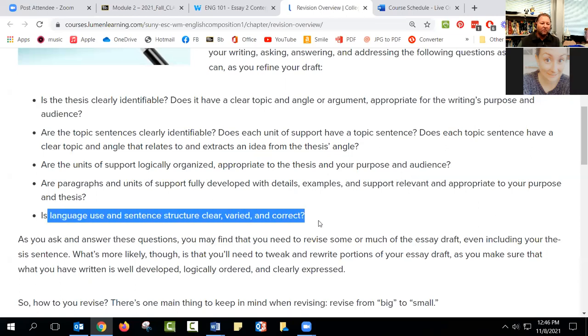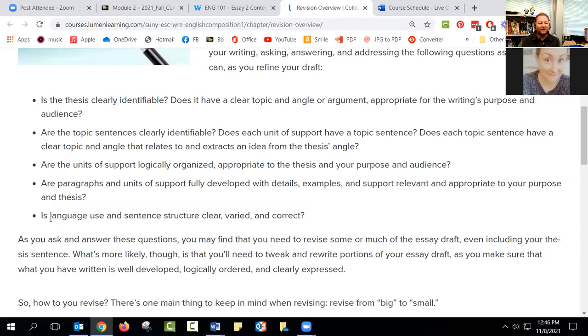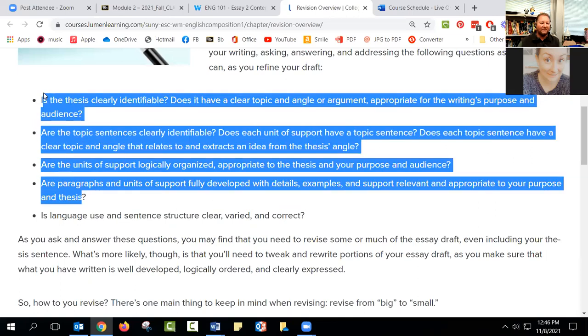And then finally, what most people think of as revision is really just proofreading. Is language use and sentence structure clear, varied, and correct? So when you go through and you fix your grammar, you fix your spelling, you fix any little problem at the sentence level or at the word level, that's just proofreading. That's actually the final part of the revision process. All of this stuff that came before it, this is the important stuff, right? If you have a few spelling errors or a few grammatical errors, a few run-on sentences or fragments, it's not the end of the world.